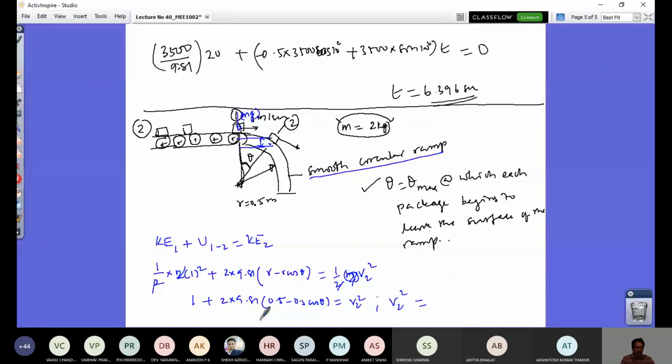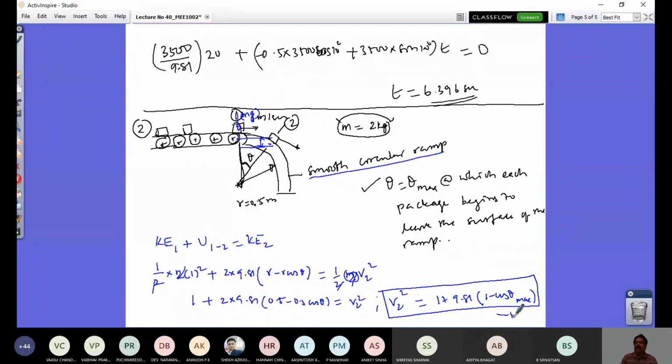this. So what is that value? If I simplify this, I will have 9.81 into 1 minus cos theta. Yeah, so the 1 by 2 when I take, that will also go out. So I will have 1 plus 9.81 into 1 minus cos theta. Let me call that theta max, which I need to find out. So this is one equation.